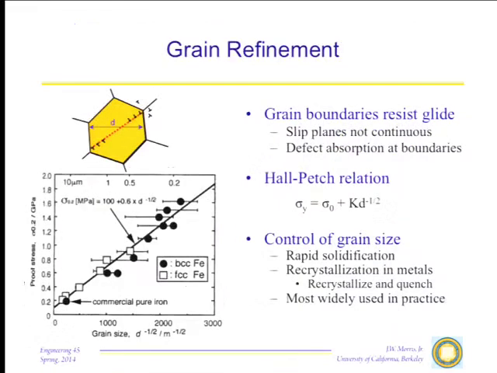So what else can you do? Well, one other thing that you can do is to control the grain size of the material. Now this is Takaki's famous plot, part of which he did when he was visiting here. The proof stress of steel is a function of grain size. It doesn't really matter that much whether you have BCC iron or FCC iron.